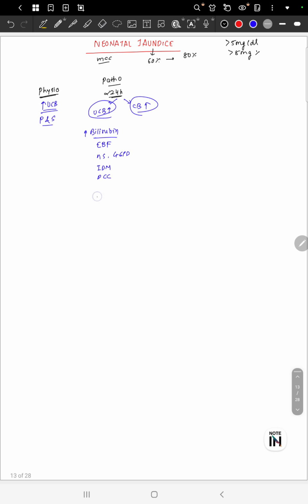Now, the unconjugated bilirubin is converted into conjugated bilirubin with the help of an enzyme. And what is that enzyme? That enzyme is called UDP-GT, that is, UDP glucuronosyltransferase. If there is a deficiency of UDP glucuronosyltransferase, then that will also lead to a rise in unconjugated bilirubin levels, obviously. What is that deficiency called? That is called Crigler-Najjar syndrome. So Crigler-Najjar type 1 and Crigler-Najjar type 2. In type 1 there is a 100% deficiency, and in type 2 there is a partial deficiency of this enzyme.